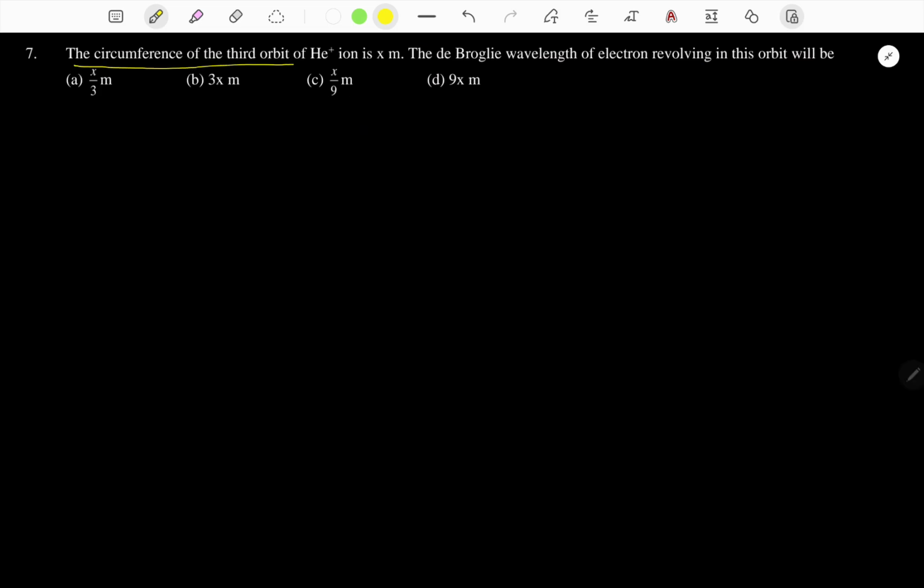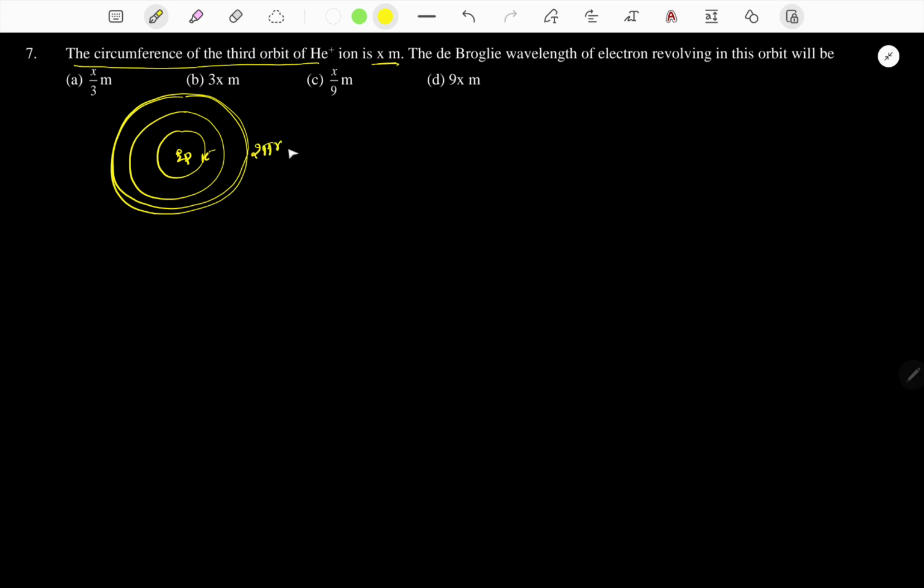The circumference of the third orbit of helium plus is x meters. So helium plus is also a single-electron species. Here 2 protons and 1 electron. And for the third orbit, the total circumference is 2 pi r of the third orbit, which is equal to x meters. Now we have to calculate the de Broglie wavelength of the electron revolving in this third orbit.